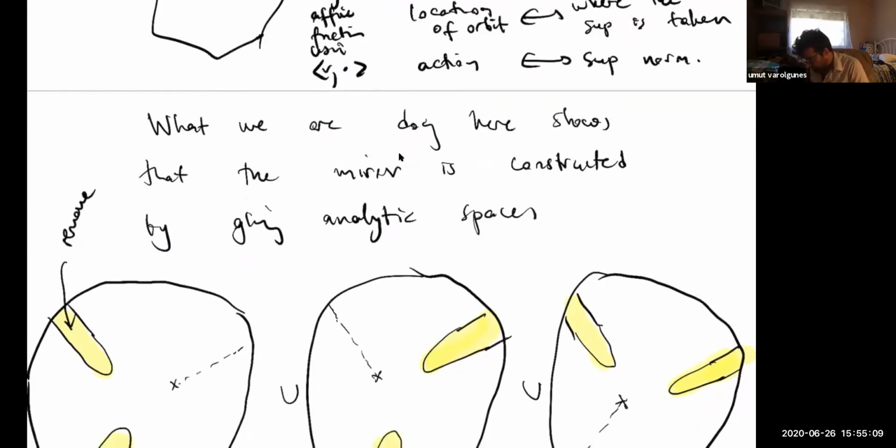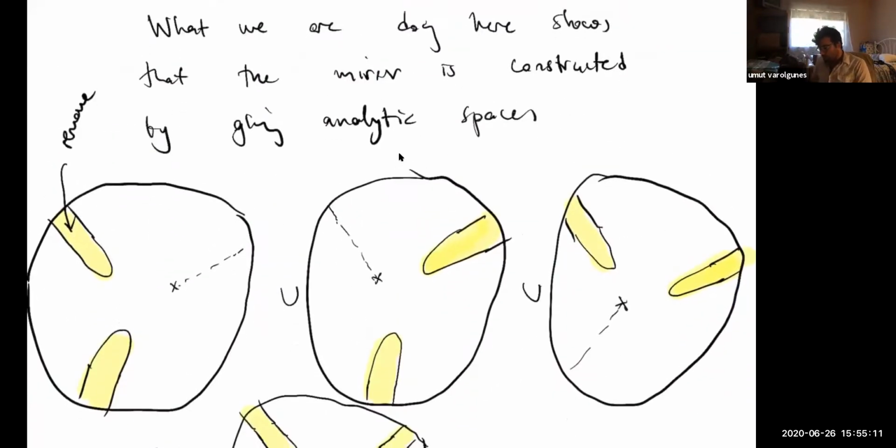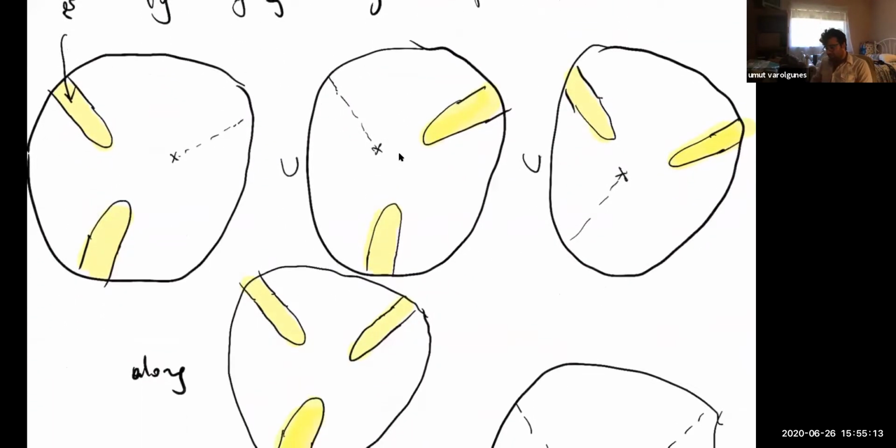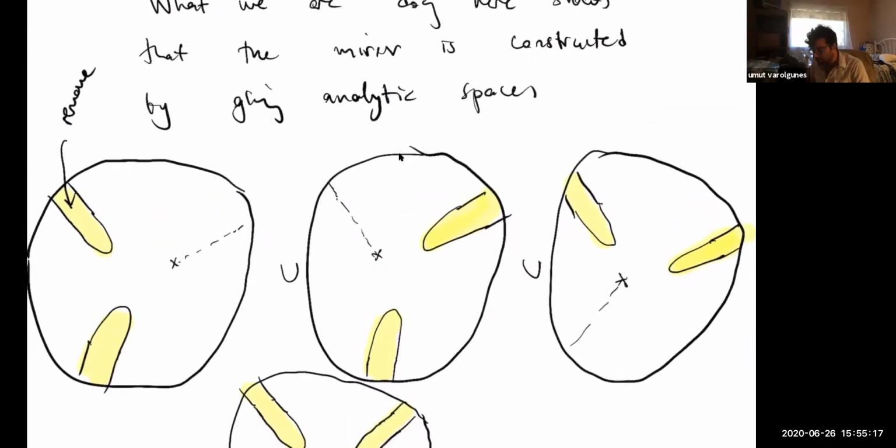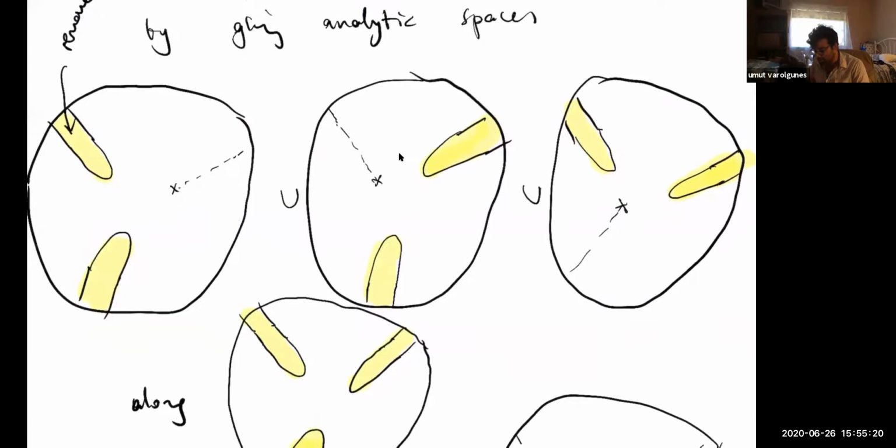Okay. Well, now, one way to re-say what we constructed as the mirror here is, rather than gluing polygons, you can also glue larger regions. So there's an analytic space that lives over the complement of these two yellow regions, with just one singularity contained.